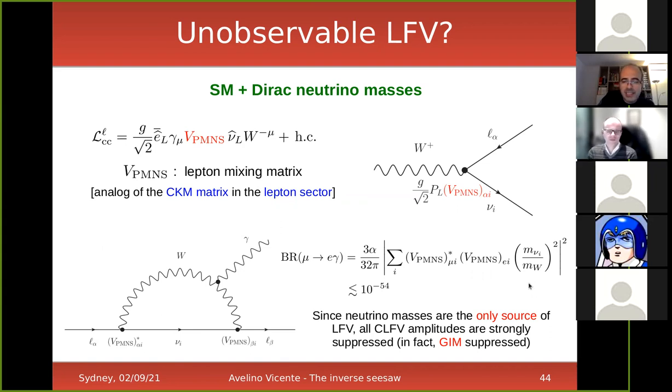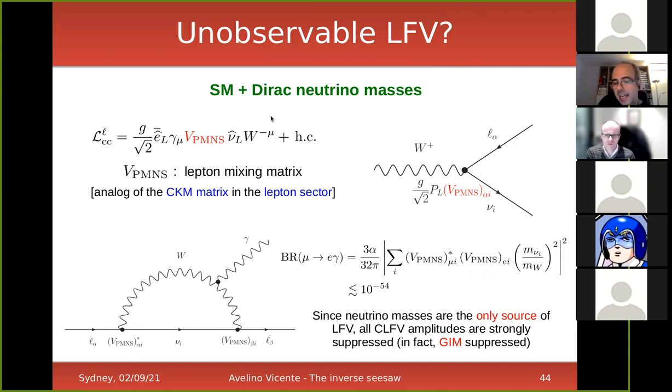And the point is that since this matrix is unitary, in the limit in which neutrino masses are 0, these observables, these rates have to be exactly 0 due to the GIM mechanism. It's nothing but the GIM mechanism. Because of that, all the rates have to be suppressed by neutrino masses. And in fact, they are suppressed by 4 powers of neutrino masses. And this basically tells you that this has to be very suppressed. So this is the expectation in these very simple models.